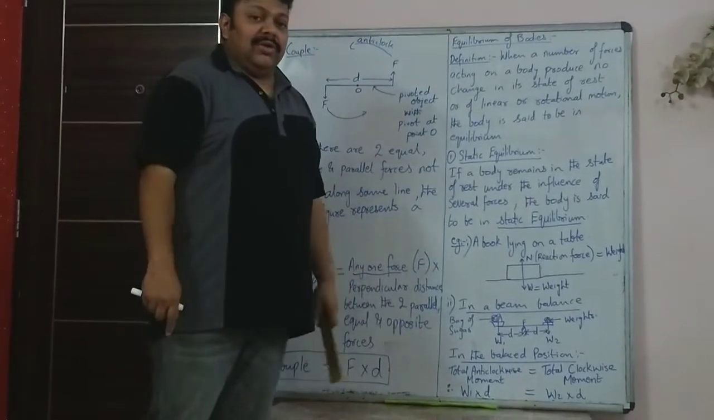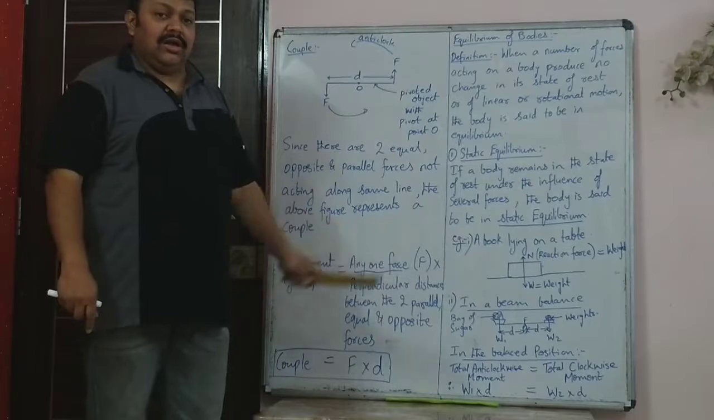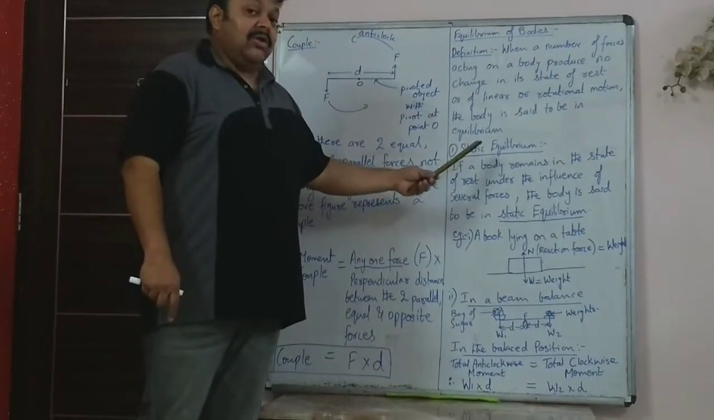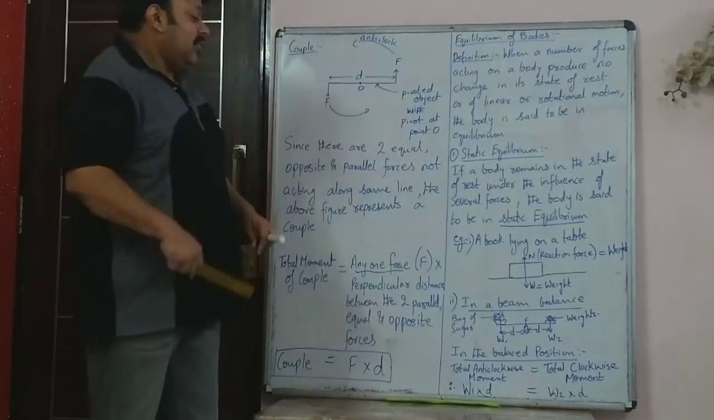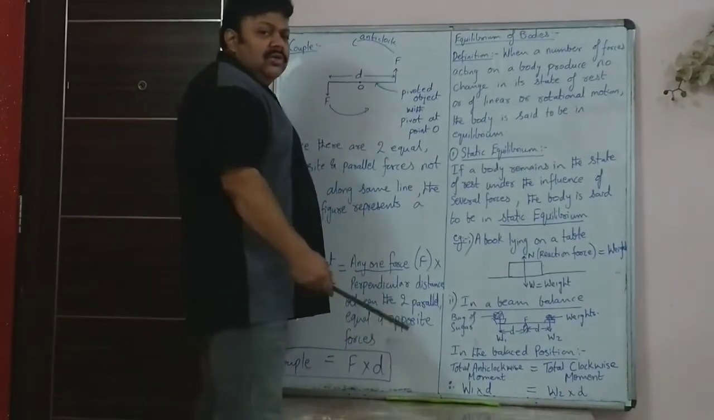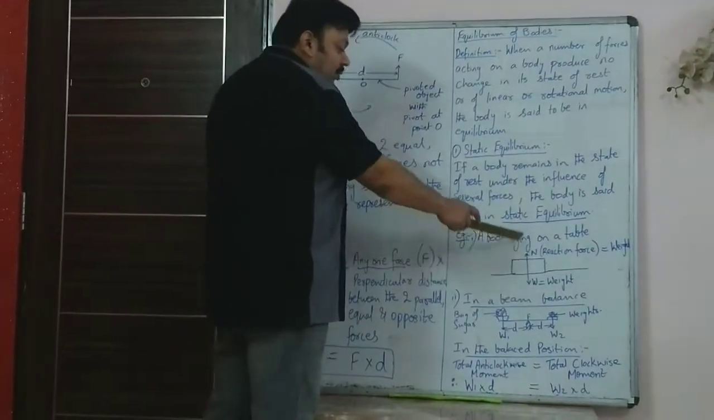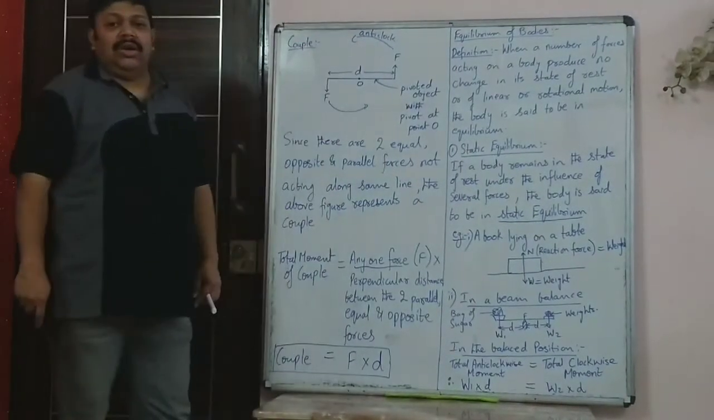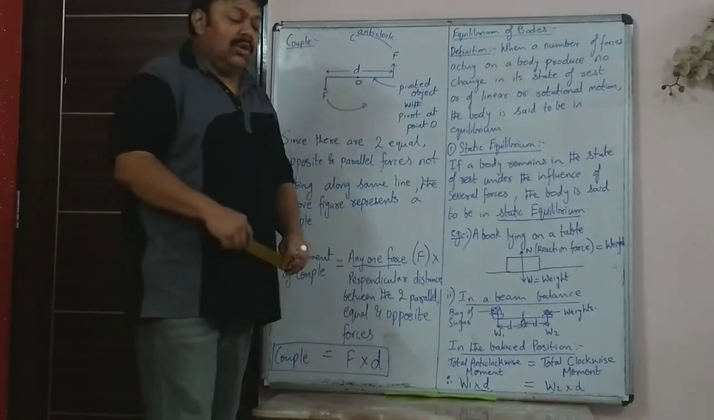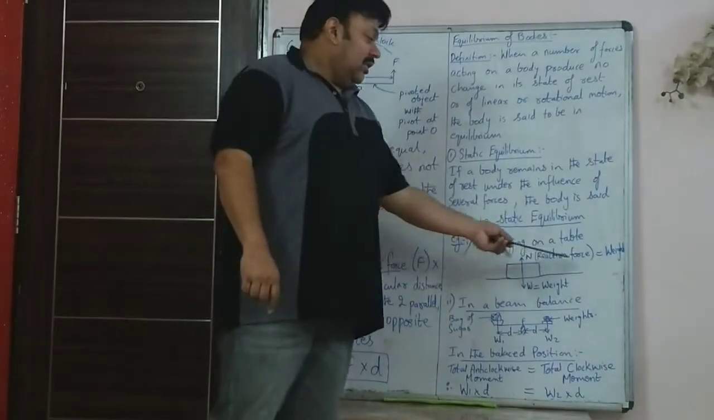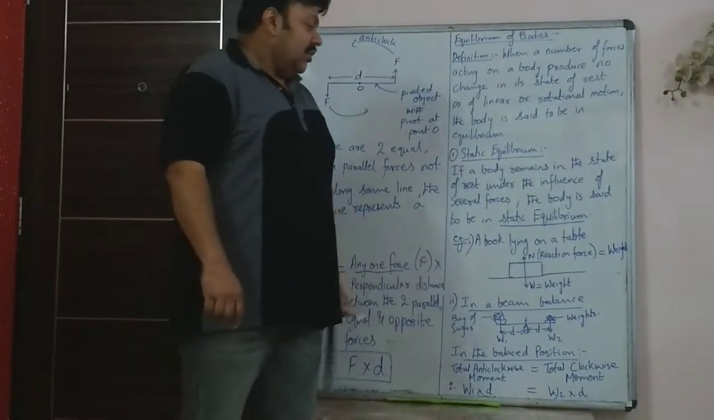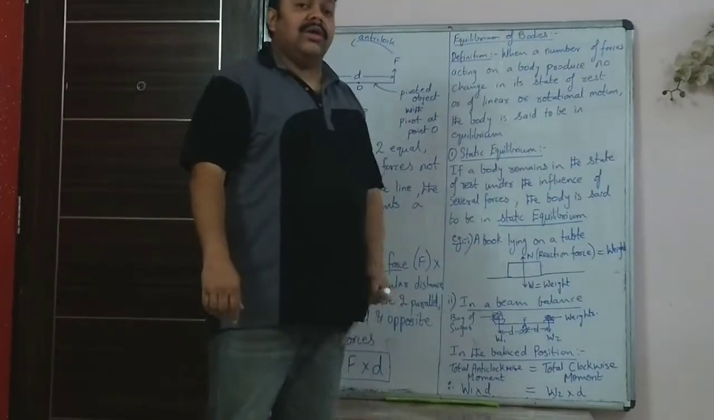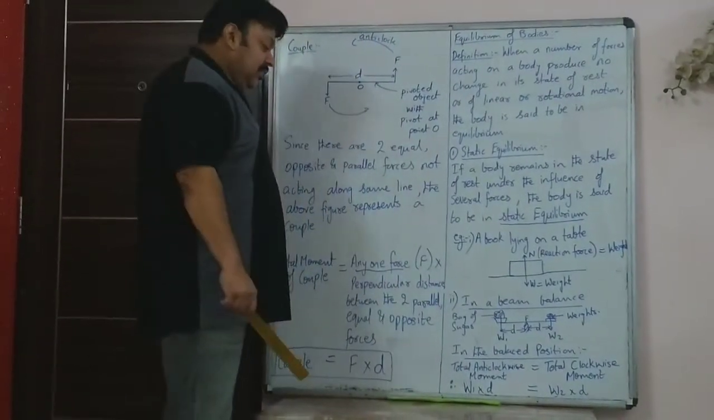Now, two kinds of equilibrium are there, static and dynamic, because the body could be at rest and it remains at rest. For example, a book kept on a table. The weight is acting downward, and the table exerts an equal and opposite normal reaction force. So that reaction force is equal to the weight of the book. That is why the book is said to be in static equilibrium.